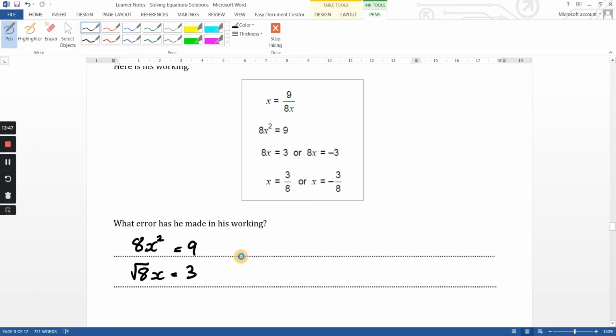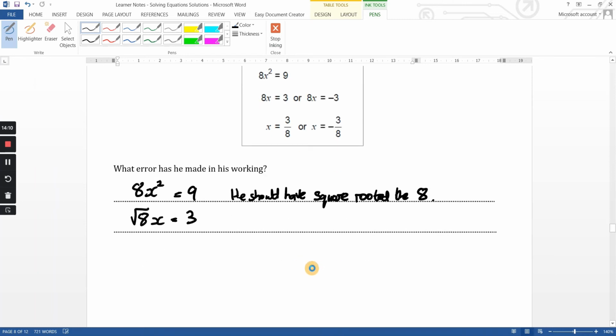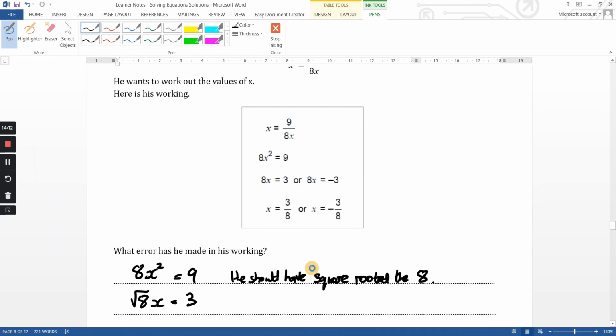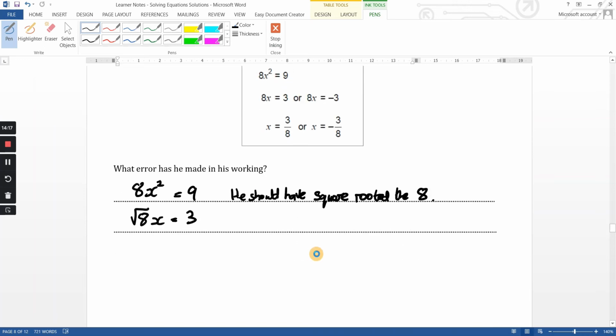So that's what it should have been. And then you can say he should have square rooted the 8. That's good enough. Yeah, it's only 1 mark. You don't have to go crazy with that one. That's good enough. That's fine. Let's move on.